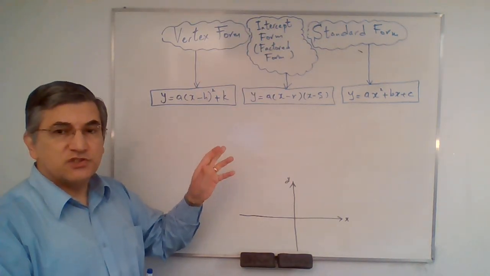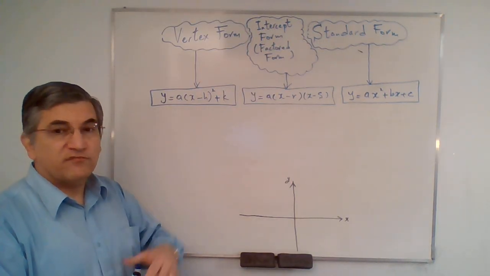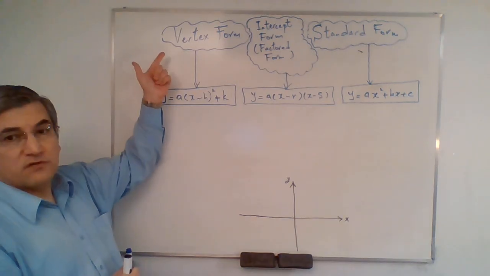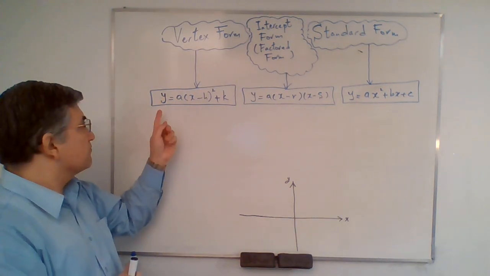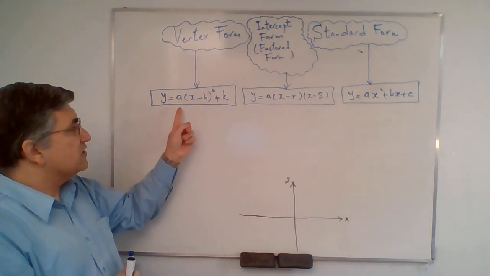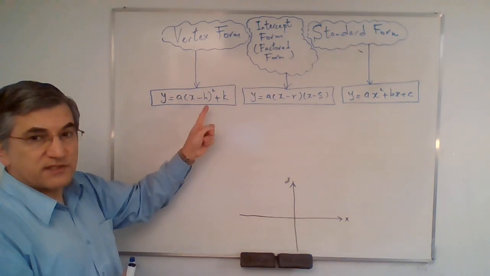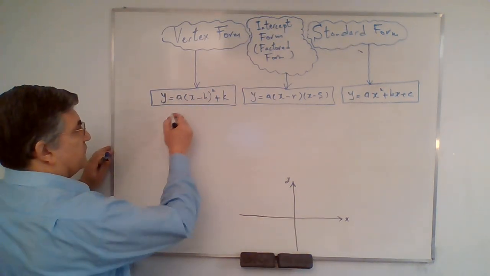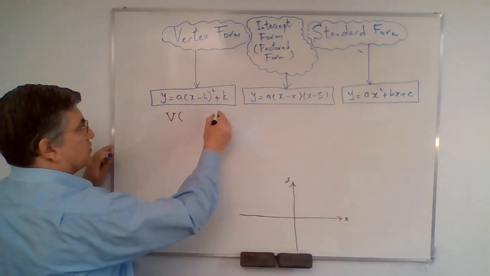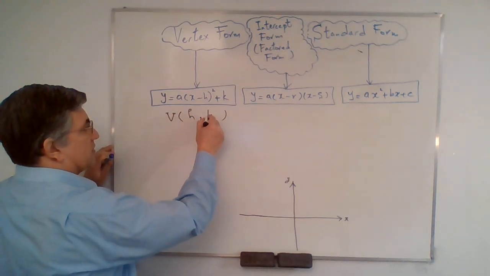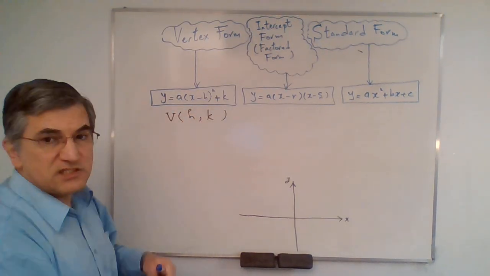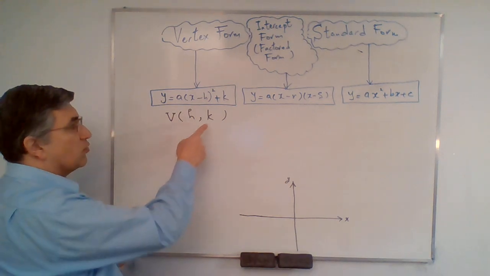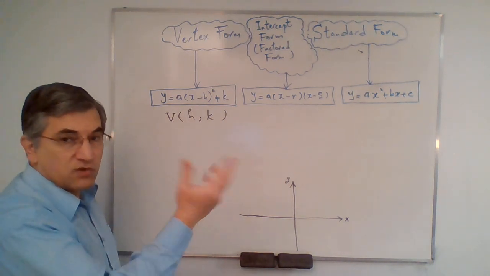Quadratic relations in general have three forms. The first form is called the vertex form, which we have already learned. It's in the form of y equals a times x minus h squared plus k. And in this form, we know that the vertex of the parabola is located at h comma k. So from the equation, we can easily find out what the coordinates of the vertex are.